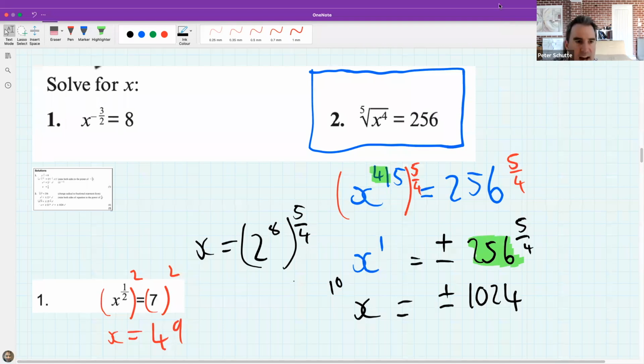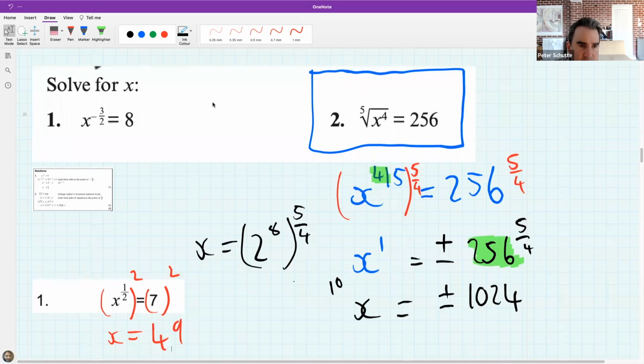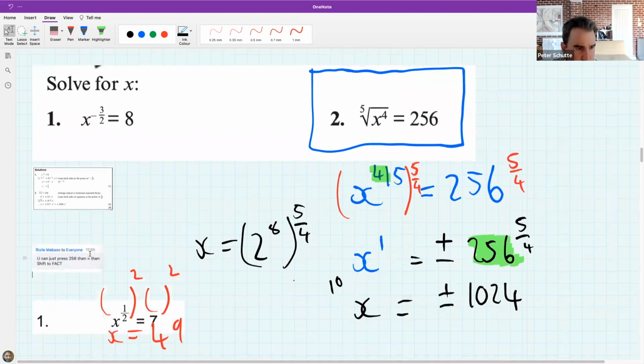How do you find prime numbers on a calculator? We'll go back to that in a future lesson, but one of the students said in the chat, let's have a quick look where that was, because it depends on what calculator you use. You can just press 256, then equals, then shift to fact is what was said. And so you can try that out, but it depends on what calculator you have. So I'll just put that comment in the thing there. Thanks, Lile.